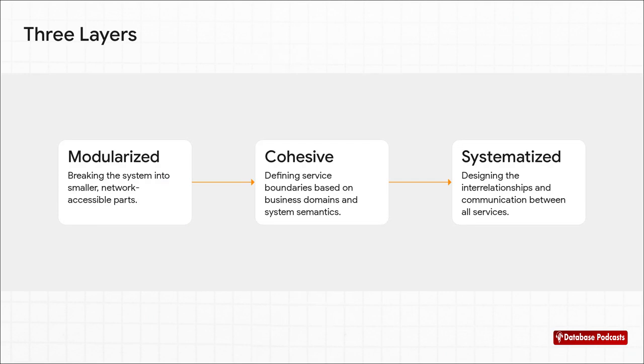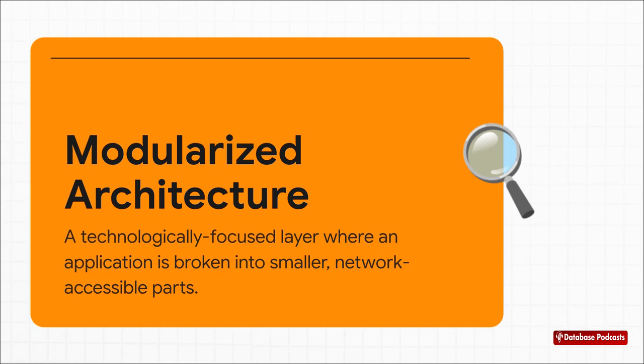You start by making your architecture modularized. From there, you build on it to make it cohesive. And finally, you evolve the whole thing into a systematized architecture. Each of these steps unlocks some seriously powerful new benefits. So let's start at the beginning, the modularized layer.